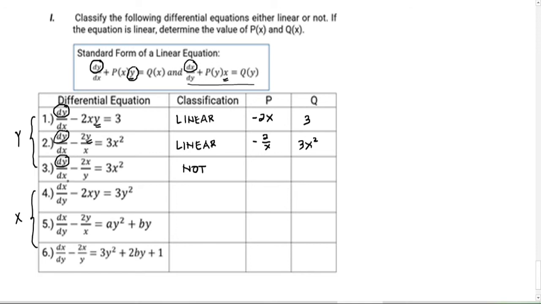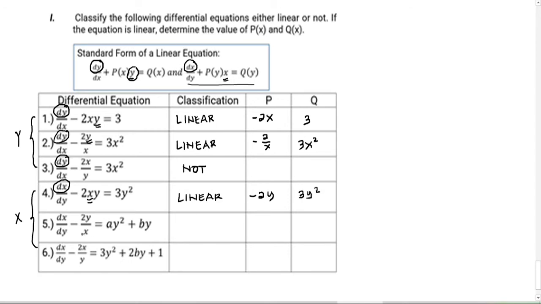For number 4, we have here dx and for the second term, we have here x raised to the first power. And the rest are function of y. Therefore, this is linear. For our value for p is now the numerical coefficient of x, which is negative 2y. Then our q are the function of y found at the right side, that is 3y squared.